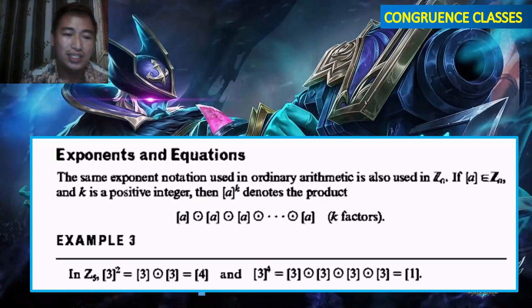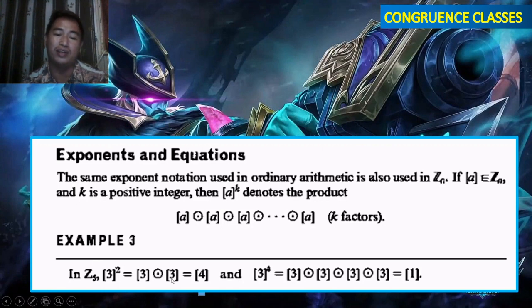Exponents and equations. The same exponent notation used in ordinary arithmetic is also used in Zn. If A is an element in Zn, the equivalence class A, and K is a positive integer, then the equivalence class containing A to the power of K denotes the product of A multiplied K times. Example number 3: 3 to the power of 2 is equivalent to 3 times 3, which is 9. In Z5, the remainder when you divide 9 by 5 is 4. So, 4 is the answer. Next, 3 to the 4.